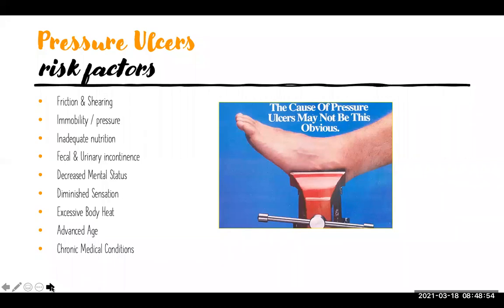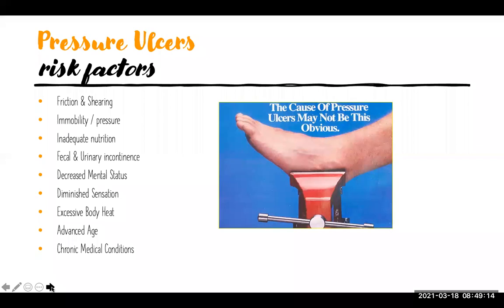So excessive body heat is another example. Excessive body heat can increase the metabolic rate, which puts on the tissue an increased oxygen demand. And that alone can lead to impaired skin integrity.